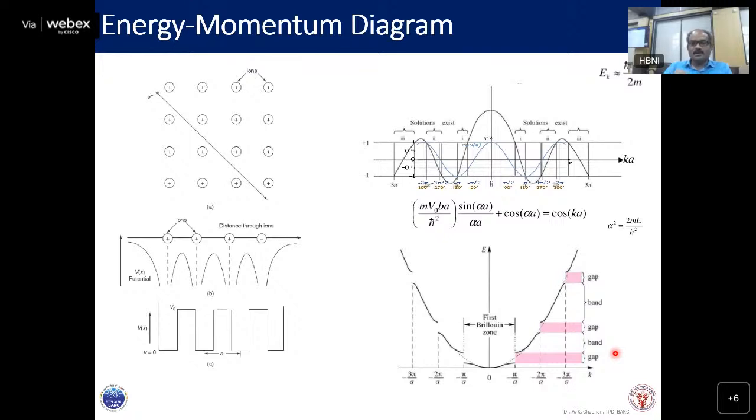So what we did: for an electron moving inside a periodic potential, when we solve for its allowed energy levels, we got an equation, and that equation suggested that it can have only certain values where it can fit, and for certain values this equation will not be satisfied, so there are gaps.